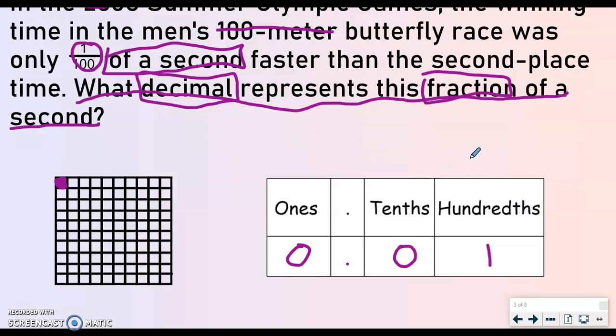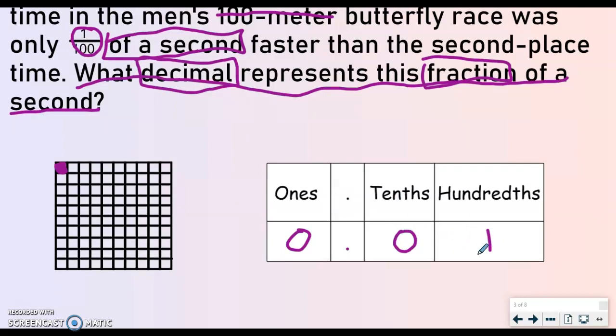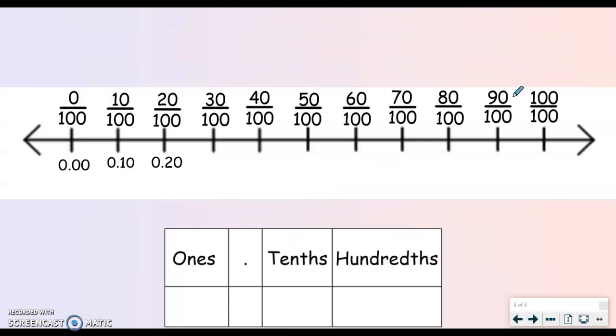So not all your hundredths will do that like before. So this is the only way: this is 1/100th as a fraction and then 1/100th as a decimal. There is no equivalent with the tenths. So let's look at this on a number line.